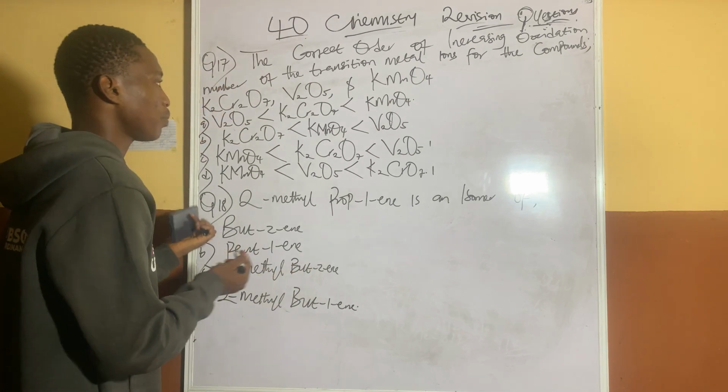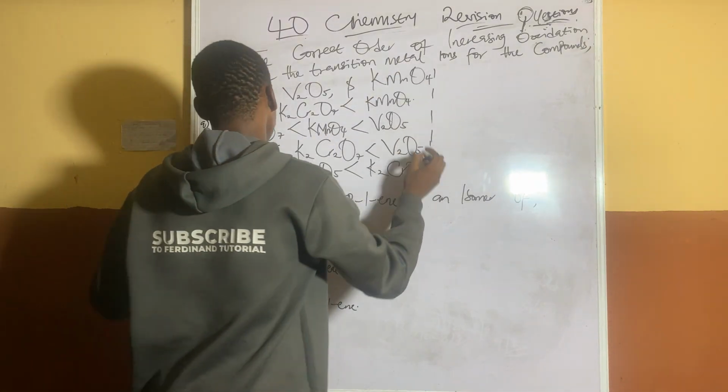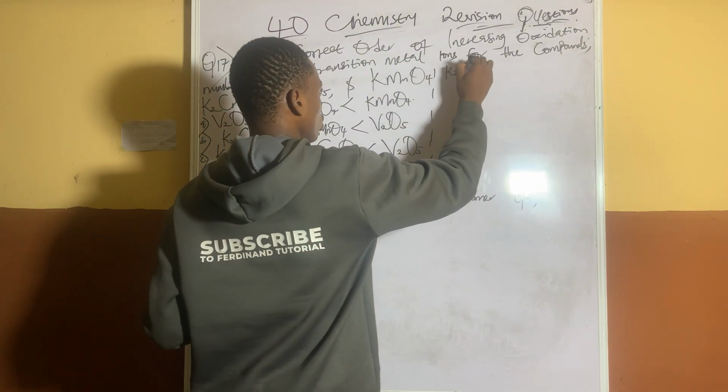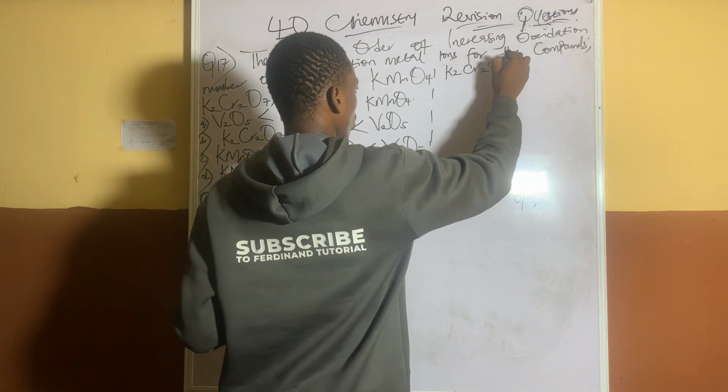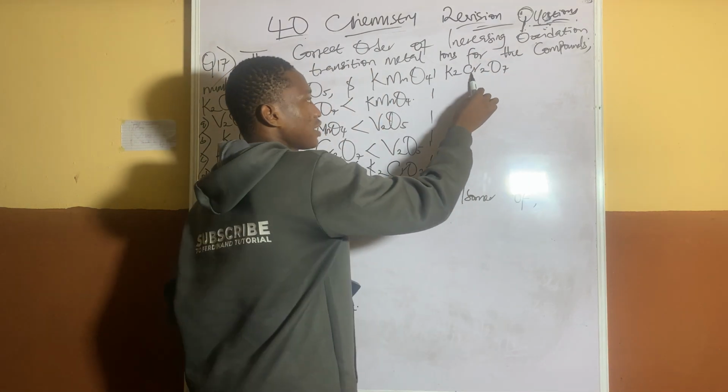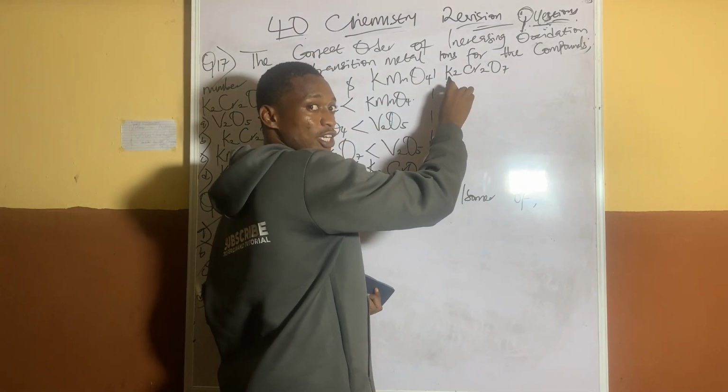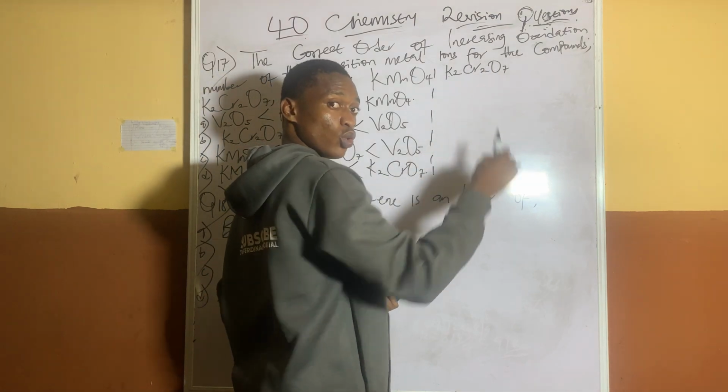So let's see it come to pass here. Let's bring out the first compound, which is K2Cr2O7. So the transition metal here is chromium, because this is potassium, K, and this is oxygen, O.